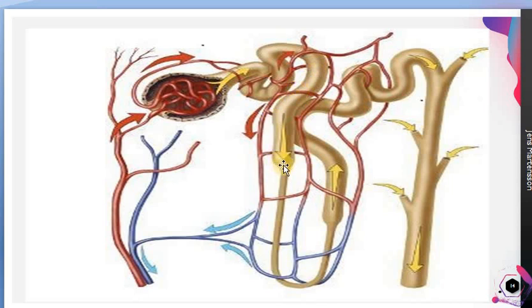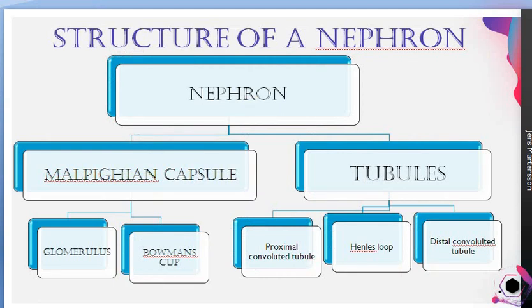This one, up to this. And next you can see one small U-shaped tube. This is Henle's U loop, Henle's U loop or Henle's loop. That is the second part.